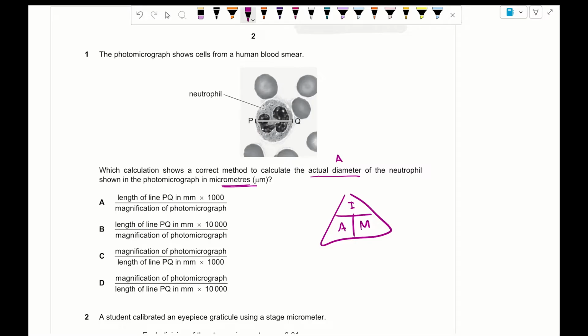So the image size is going to be the distance from P to Q. In order to convert millimeters to micrometers, we must multiply by 1000. Therefore, this is correct. And divide that answer by the magnification to obtain the actual diameter. Therefore, the answer is going to be A.